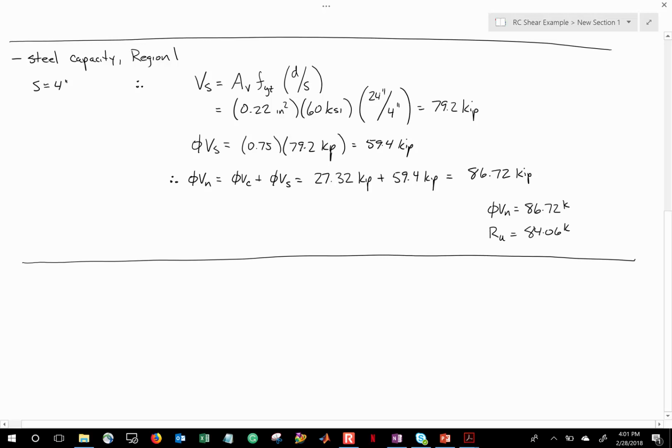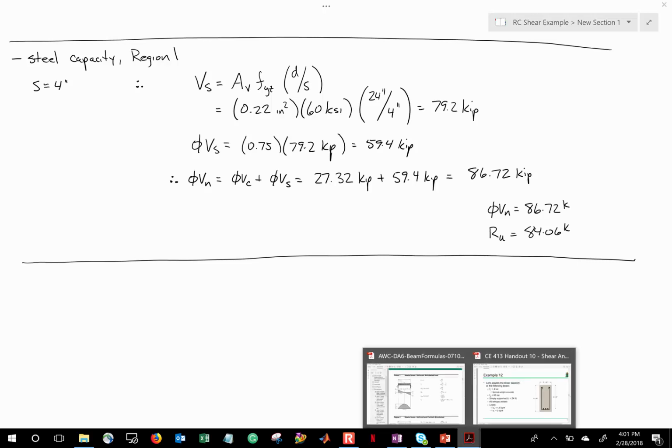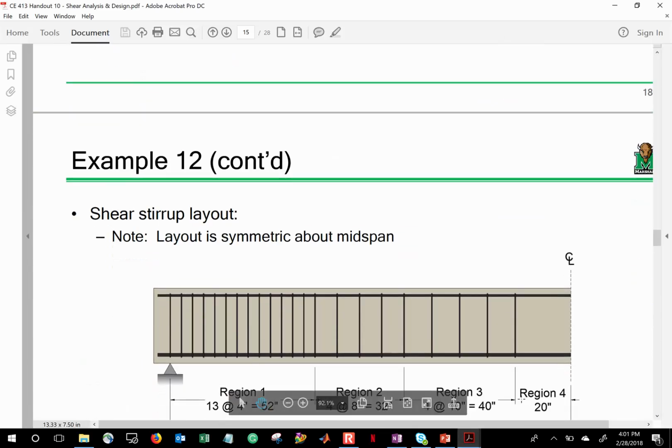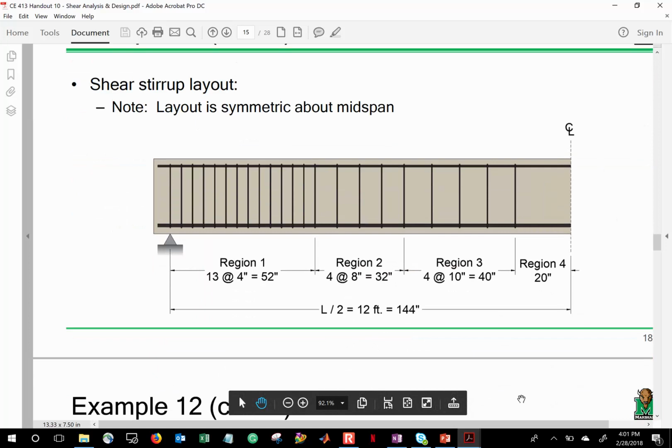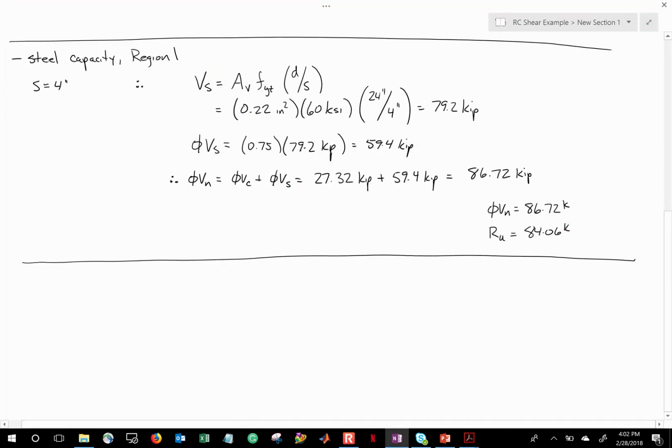Okay. Now, that's for region 1. The only difference between region 1 and the other regions is just the change in S. For instance, if I go and look at this, the only difference between region 1, region 2, region 3, and so forth is just the change in S. So region 1 S is 4 inches, region 2 S is 8 inches, region 3 S is 10 inches, and so forth. So what I would do is repeat this over and over again.